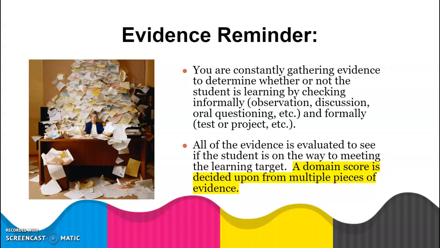So I know it gets overwhelming. I know it's really hard. Those of you that are really good with your organization, please try to share how you keep all of these things organized, because I know it can be very overwhelming at times, but it's really important that we keep the reminder that we have to use more than just one piece of evidence.